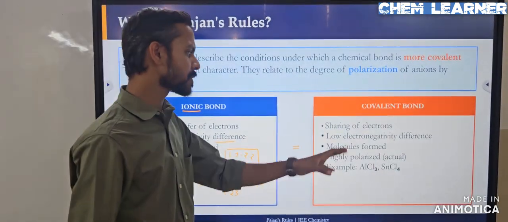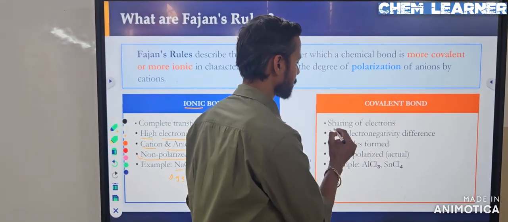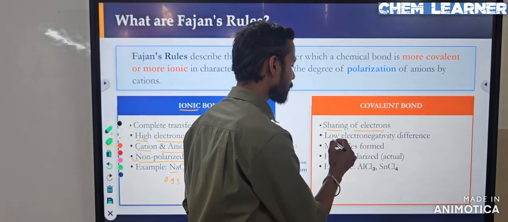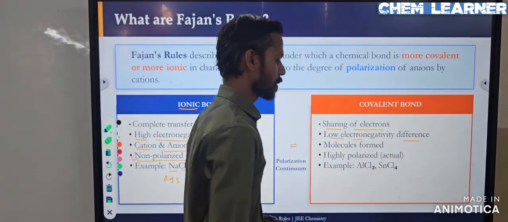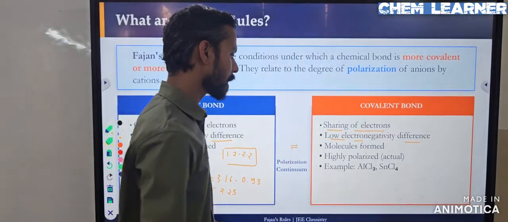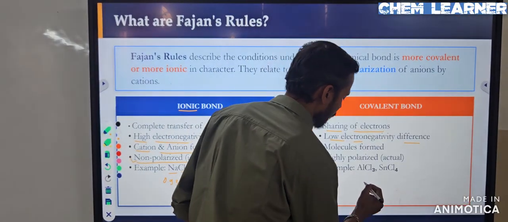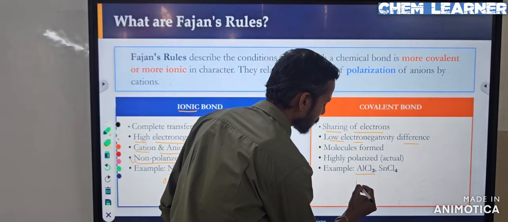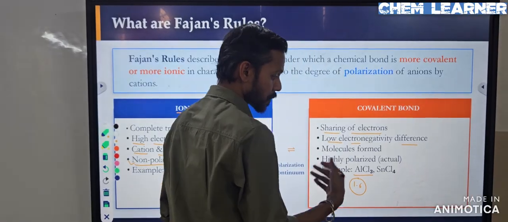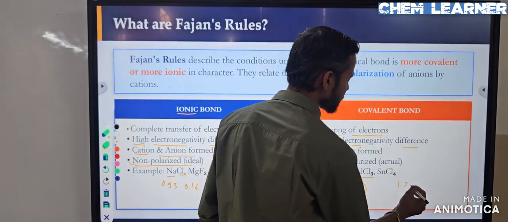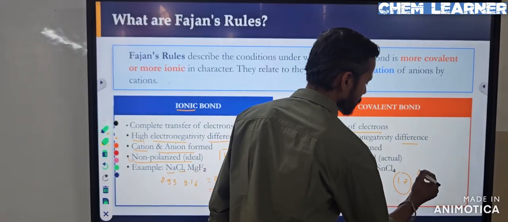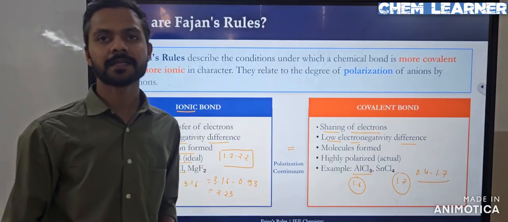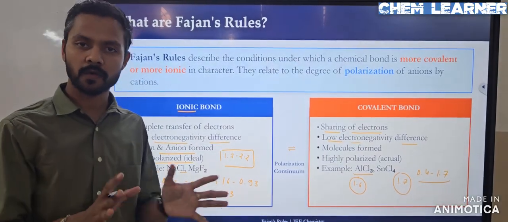Now if we move towards the covalent bond, in a covalent bond there will be sharing of electrons. The electronegativity difference will be low. What do we mean by a low electronegativity difference? In the case of AlCl3, if we calculate the electronegativity difference, it will be around 1.6. If the electronegativity difference is less than 1.7 and between 0.4 to 1.7, then that chemical bond will be a covalent bond.